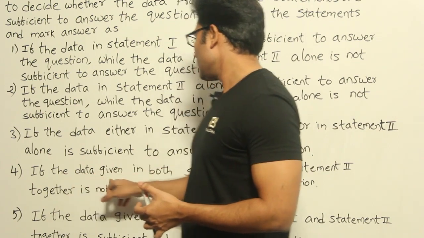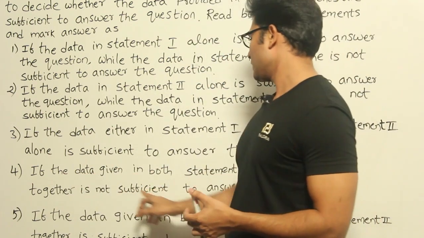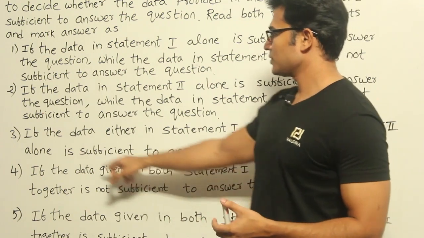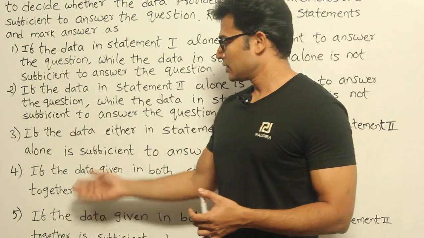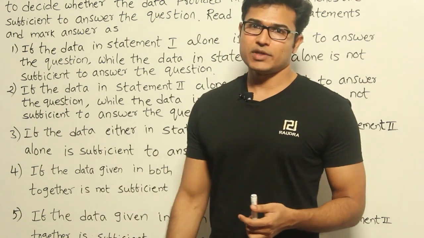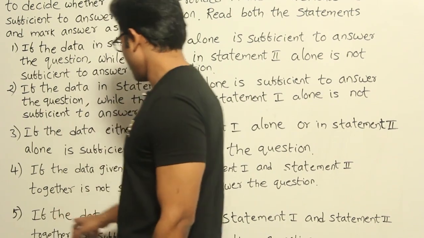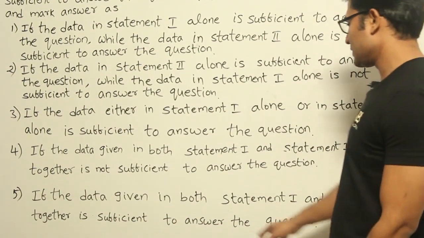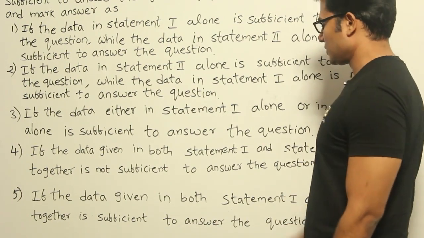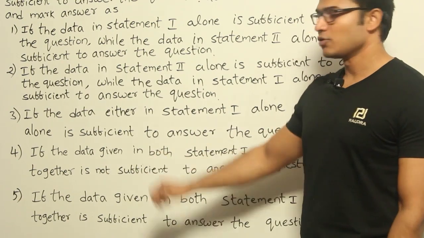Now if the data given in both statements 1 and 2 together is not sufficient to answer the question, then your answer is going to be 4. If you are not able to answer the question at all by using the data given in statements 1 and 2, then the answer is going to be 4. Now the answer is going to be 5 if the data given in both statements 1 and 2 together is sufficient to answer the question, which means if you are going to use both the statements in order to answer the question, then the answer is going to be 5.